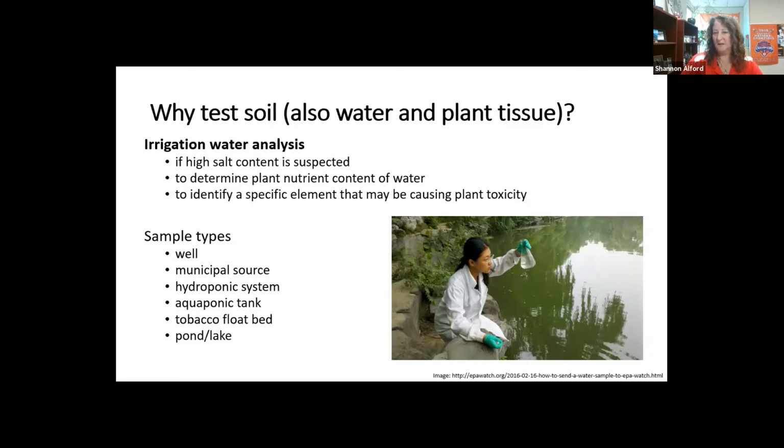So sample types, like I mentioned, wells or ponds, of course, municipal sources. We have a lot of hydroponic growers who send us samples. Tobacco float beds, samples come in when it's time to start seeding tobacco plants, and so we'll get those as well at a certain time of the year.